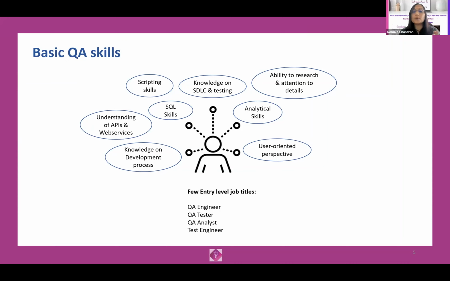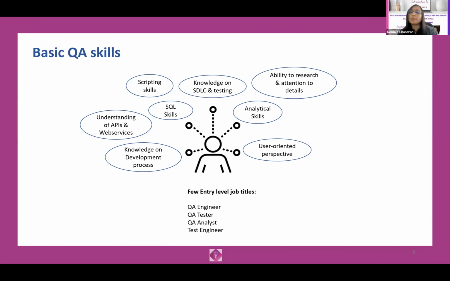Another few skills that will help are basic SQL skills, to write very basic SQL queries, and a little bit of scripting skills will also help when we are doing the analysis, at least to write a macro in Excel. That level of scripting skills will help a lot. And it is also good to understand what APIs and web services are, how they work, and how they interact with the application. That understanding, at least at a very high level, will help a lot.